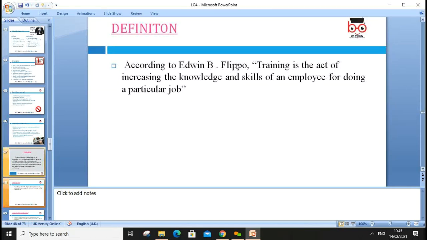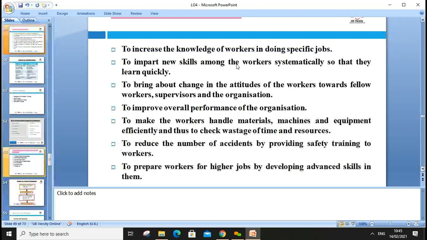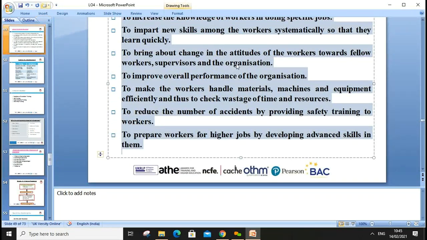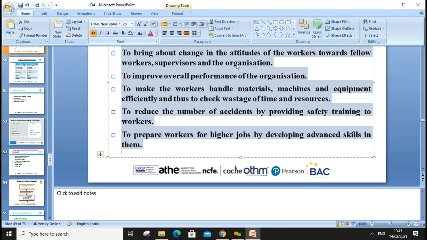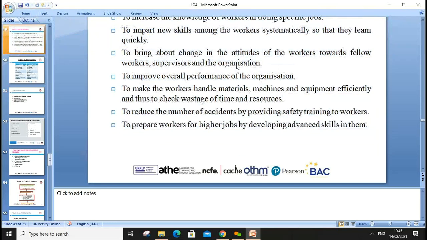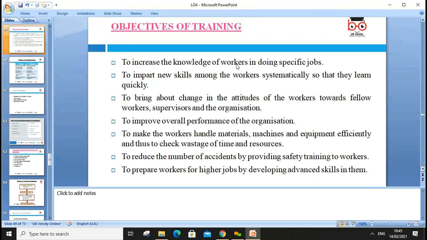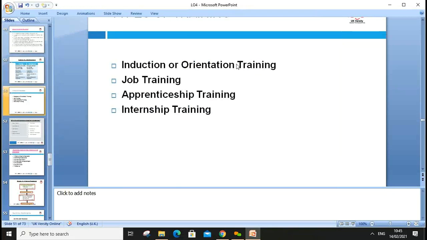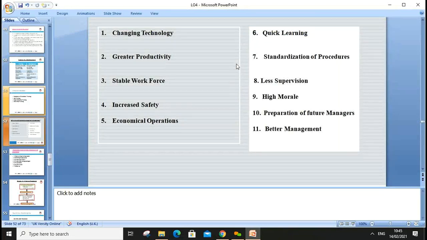Then comes training. Of course, employers run training to increase knowledge and skill, as we discussed, and it is crucial after the interview and selection. Training is defined as the act of increasing the knowledge and skill of the employee for doing the job. This is also the objective of training: to increase productivity, which is what we really want, and to get the full potential from the employees.